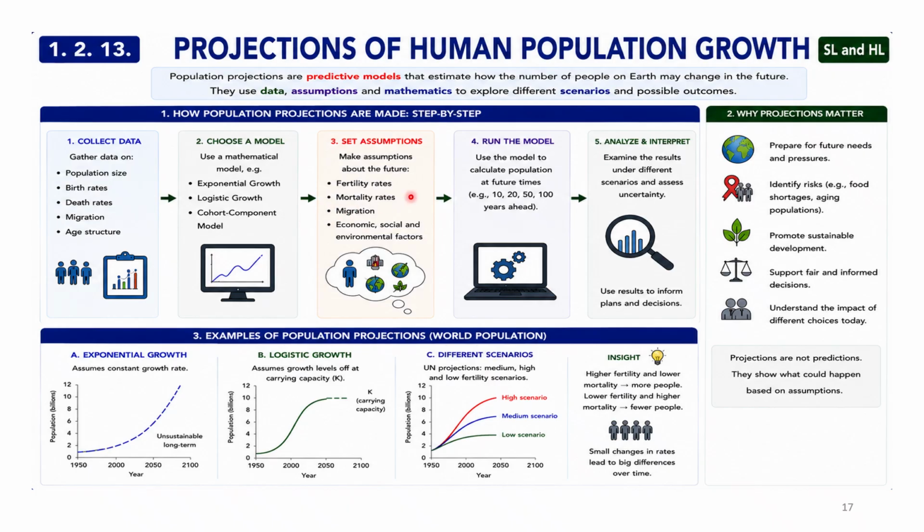The model is run to generate population estimates under different scenarios. The graphs illustrate how exponential growth can increase rapidly, whereas logistic growth eventually levels off due to limiting factors. Different fertility scenarios produce very different future population sizes. For example, small changes in birth rates today can result in billions more or fewer people by the end of the century. These projections help governments plan for food, water, healthcare, education, and sustainable resource management while recognizing that projections are possibilities, not exact predictions.